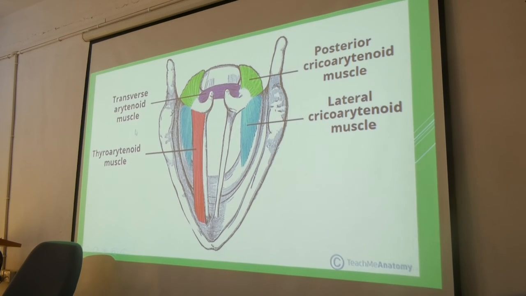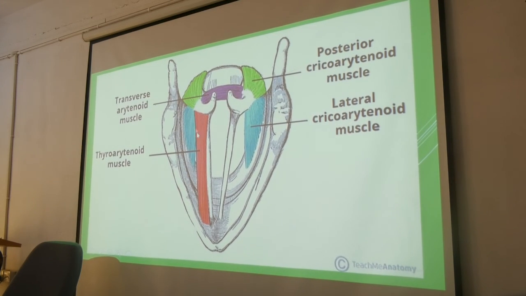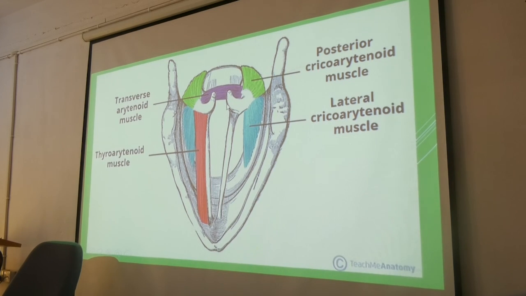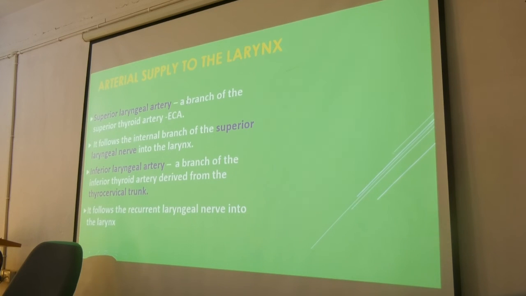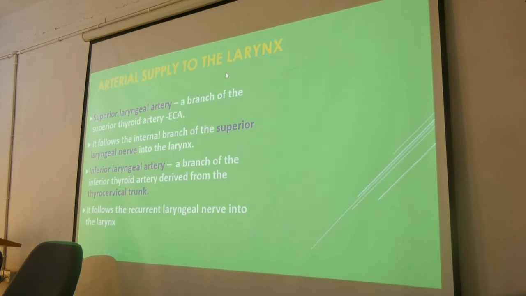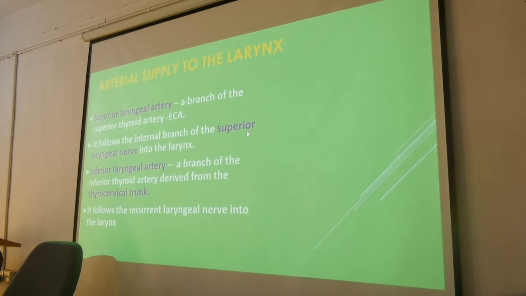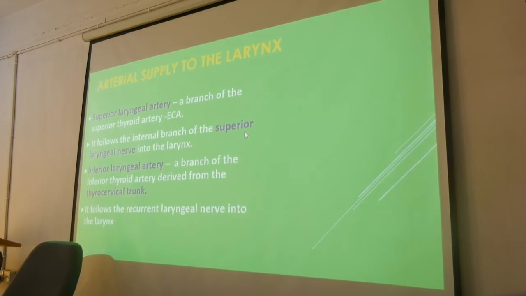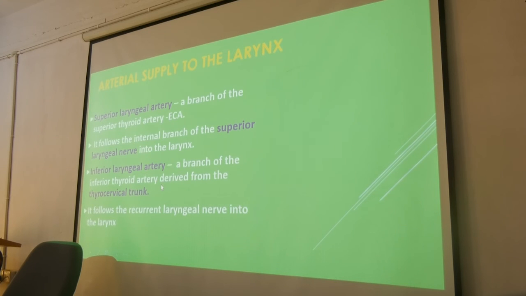So see here they have shown other muscles like transverse arytenoid and thyroarytenoid. Arterial supply, what is there? The superior laryngeal artery is a branch of the superior thyroid, again a branch of the external carotid artery. And the nerve that follows is the superior laryngeal nerve, again a branch of the vagus. The inferior laryngeal artery is a branch of the inferior thyroid. So you have to just remember the blood supply of the thyroid.